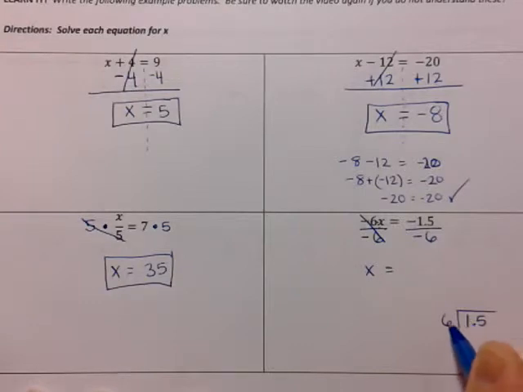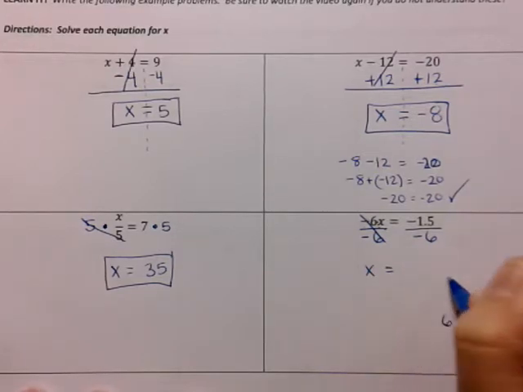Well, 6 can't go into 1, but 6 can go into 15 2 times. If there's a decimal point here, I bring the decimal point directly up. 2 times 6 gives me 12. Subtract 12, and I am left with 3. I need to add a 0. Bring down my 0. 6 goes into 30 5 times. 5 times 6 is 30. And I have no more remainder now.